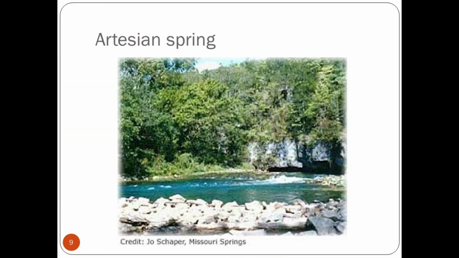Artesian water is really not different from other groundwater except for the fact that it flows to the land surface because of pressure in the rocks. An artesian spring occurs where groundwater flows to the surface through natural cracks in the overlying cap rock.